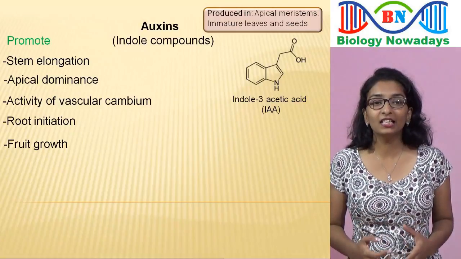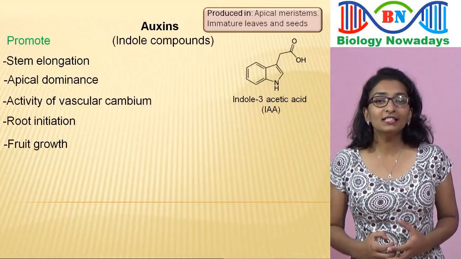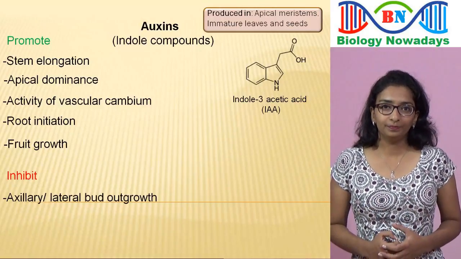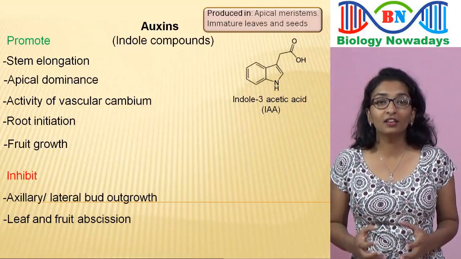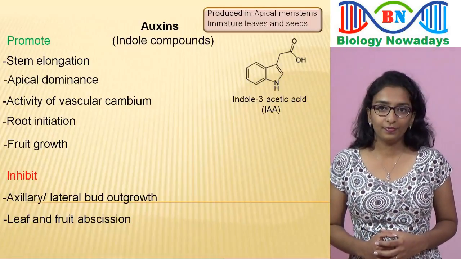As I explained in the case of apical dominance, auxins inhibit lateral bud growth. They also inhibit abscission, or in other words, dropping of leaves and fruits.